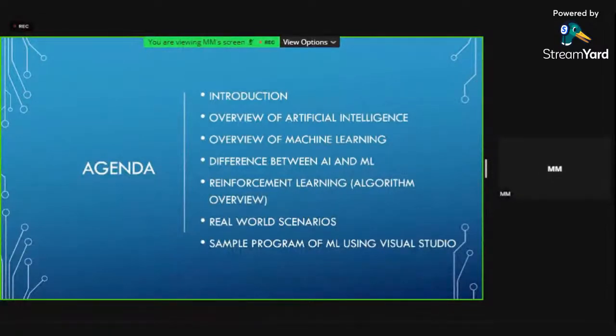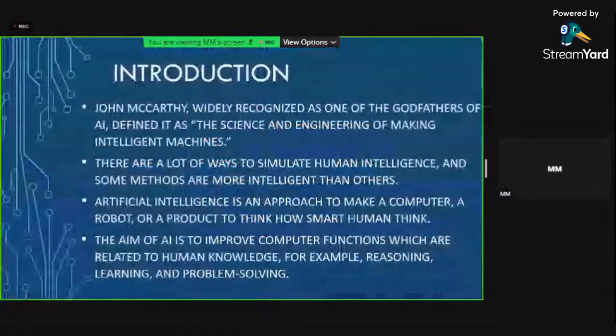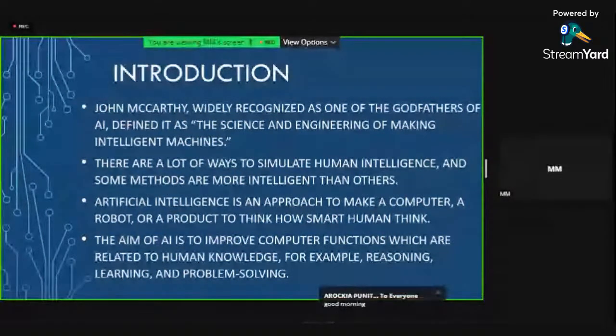So the first part is the introduction. Nowadays, people are using AI, machine learning, data science, and data engineering. Now we also have data pools. So where did the term begin, and who was the main pioneer who coined it? People know John McCarthy as one of the godfathers of AI, who defined it as the science and engineering of making intelligent machines. There are a lot of ways to simulate human intelligence, and some methods are more intelligent than others.